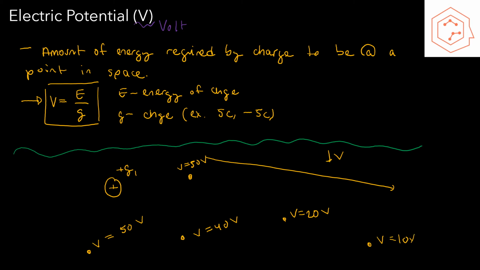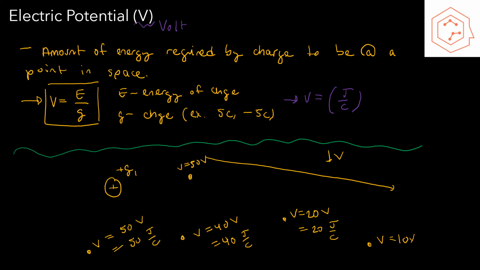And you'll notice from our formula, since V equals E divided by Q, E has units of joules, Q has units of coulombs, and so the voltage is equal to joules per coulomb. So this is the same thing as 40 joules per coulomb, 50 joules per coulomb, 20 joules per coulomb, etc.